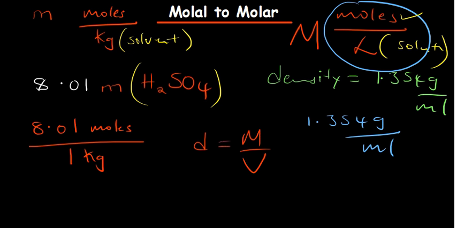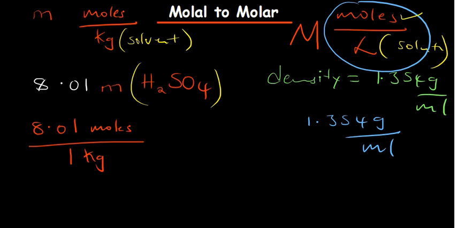Mass over volume. So if you have the mass of a solution and the density, you're able to find the volume. So our goal is to find the mass of what? The mass of the solution. So how do we find the mass of the solution?